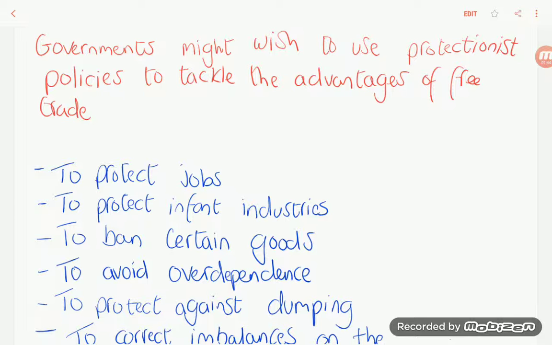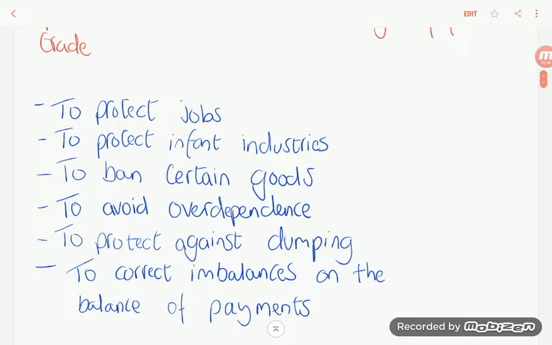To protect against dumping. This is when companies sell goods abroad at a price that's below the production cost to try to force other countries' domestic producers out of business. And finally, to correct imbalances on the balance of payment. We have covered this in the balance of payment video.